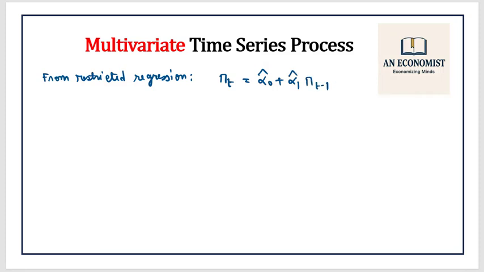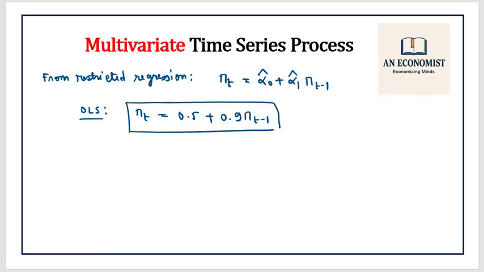And you can use any software. This is just simple two variable regression fitting. You can use the OLS method to fit this. I have already done this, and what I have got is this. This will come out to be 0.5 plus 0.9 pi t minus 1. You can verify this. You can use any software to verify. This is just two variable regression fitting. I hope you can do this.